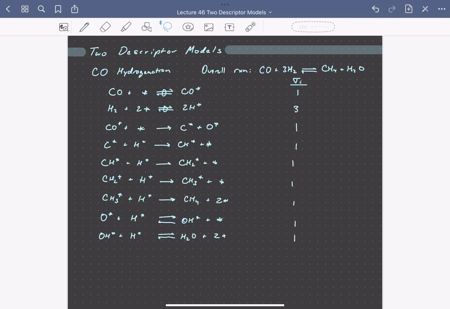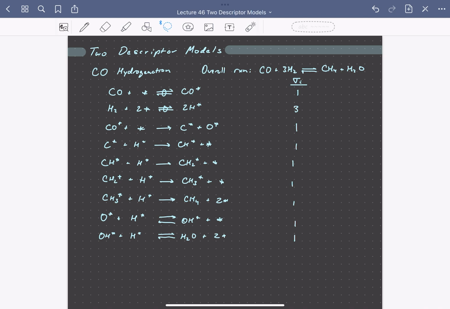So here we have a series of elementary steps for this reaction. We have adsorption of CO, dissociative adsorption of hydrogen, dissociation of CO to form adsorbed carbon and oxygen atoms, and then sequential hydrogenation of that carbon to form CH, CH2, CH3, and then finally methane. The oxygen is cleared off the surface by hydrogenation as well to form OH and then water.